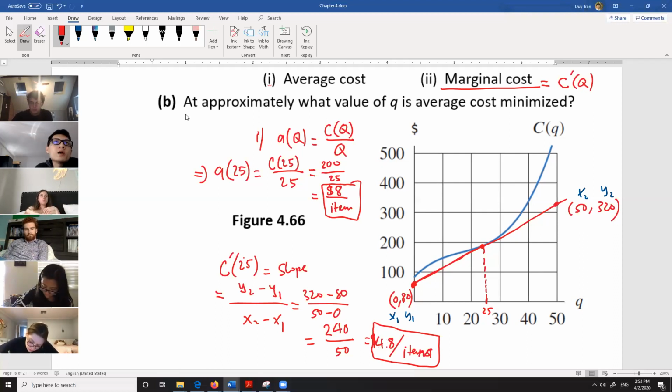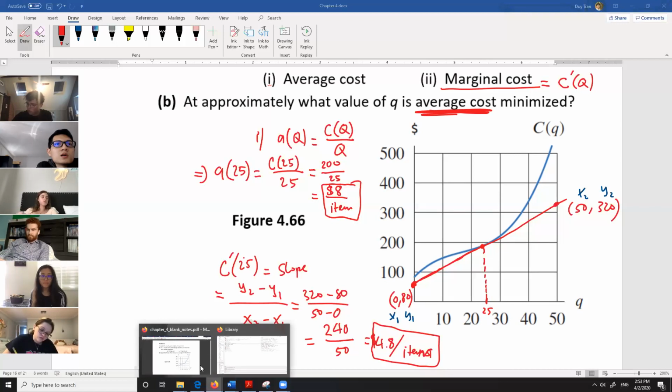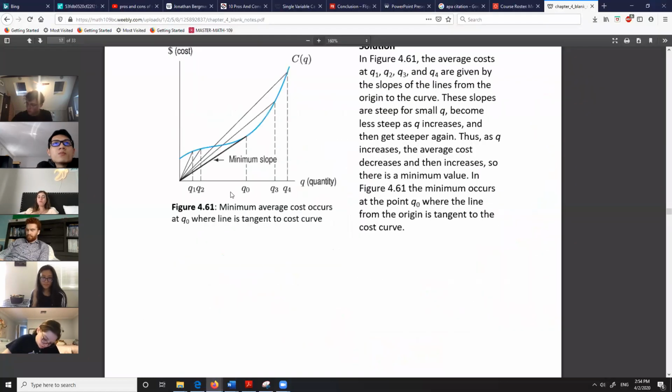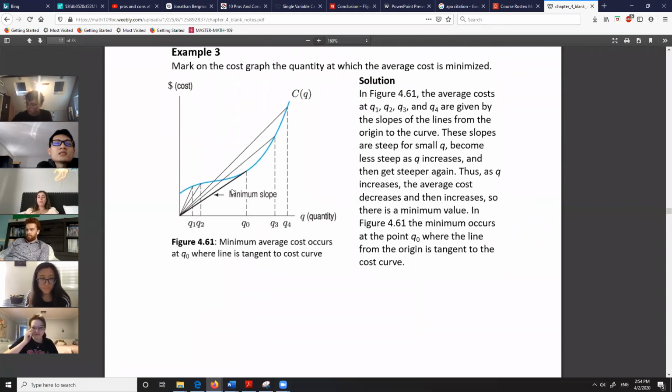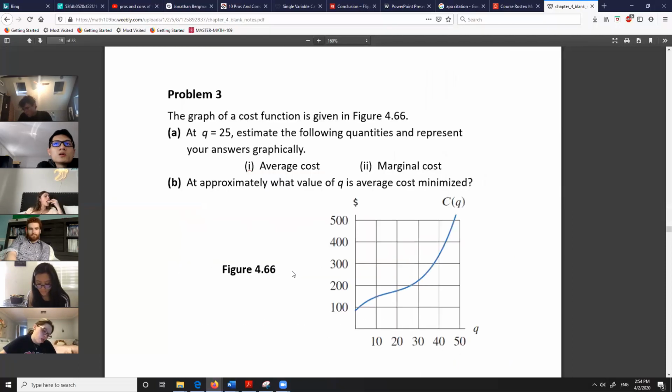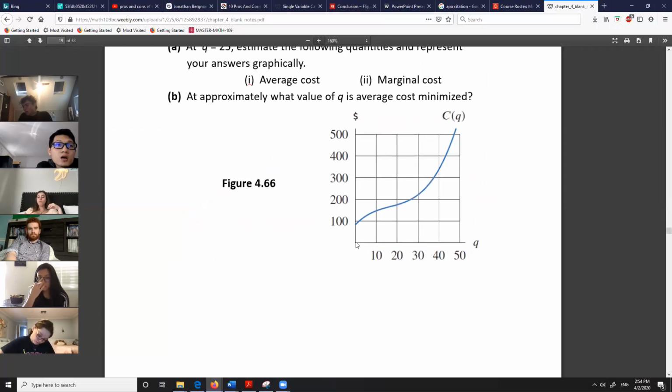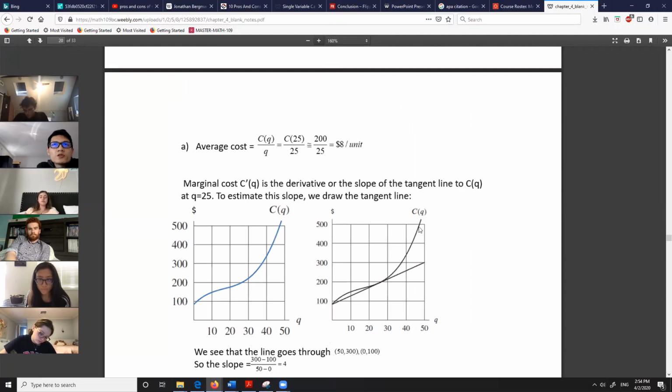Okay, and now part B. They ask you approximately what value of Q the average cost is minimized. So which value on the Q axis will give me the minimum value for the average cost? Go back to the last lecture notes. The average cost has the minimum value when we have the tangent line from the origin to a point on the curve. So from the graph right here, I draw a lot of lines, and I will have one line that is the tangent line to the curve.